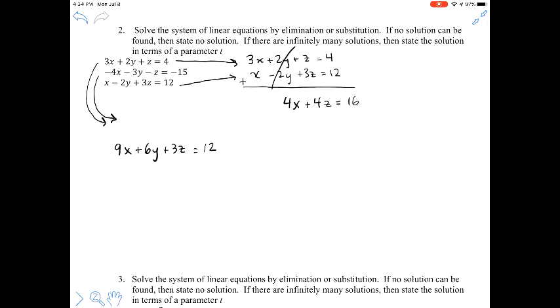I'm going to multiply that middle equation by, what did I say, 2? So that's going to be negative 8x minus 6y minus 2z equals negative 30. So now I eliminate y. And I can't stress that enough. It's important that you eliminate the same variable that you did in the step above.